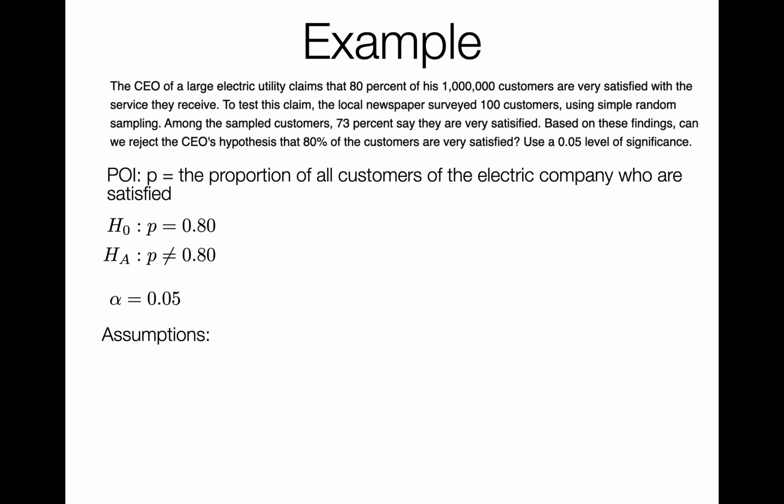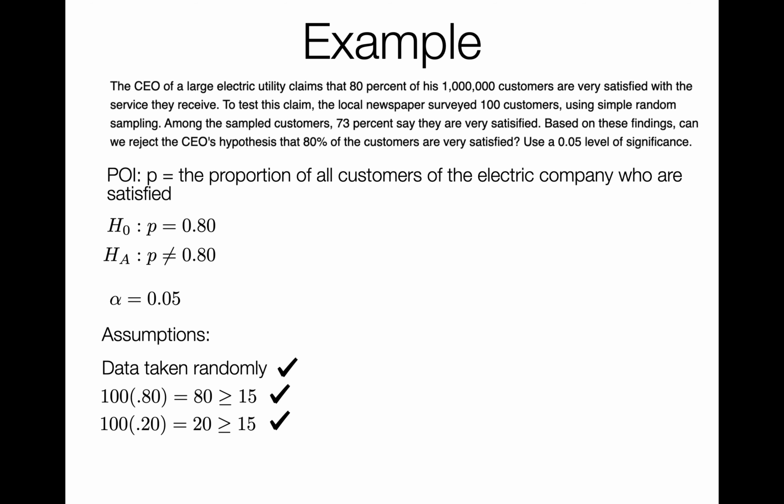Step 4 is the assumptions. Was the data taken randomly? It says using simple random sampling, so yes, the data was taken randomly. And then sample size conditions: it took a sample size of 100. 100 times 0.8 is 80, which is greater than 15, great. And 100 times 0.2 is 20, which is greater than 15. So all of the assumptions are met, we can move forward.